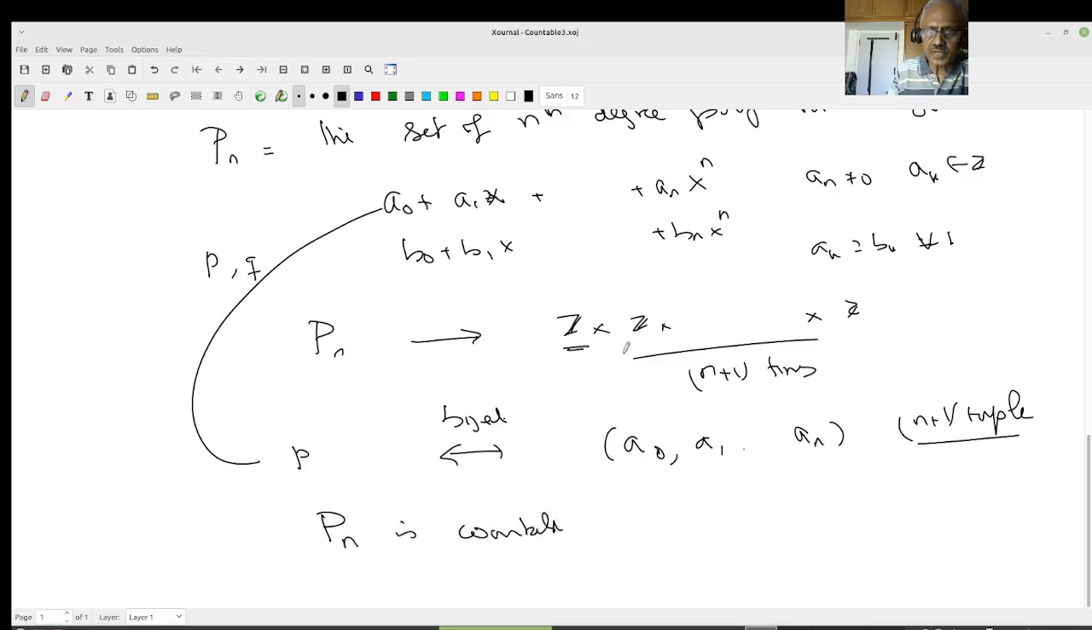because we know Z is countable, and if A and B are countable, then the Cartesian product A times B is countable. Therefore by induction, Z cross Z cross Z, n plus 1 times, a finite number of times, that is countable. Is that clear to all? Okay.